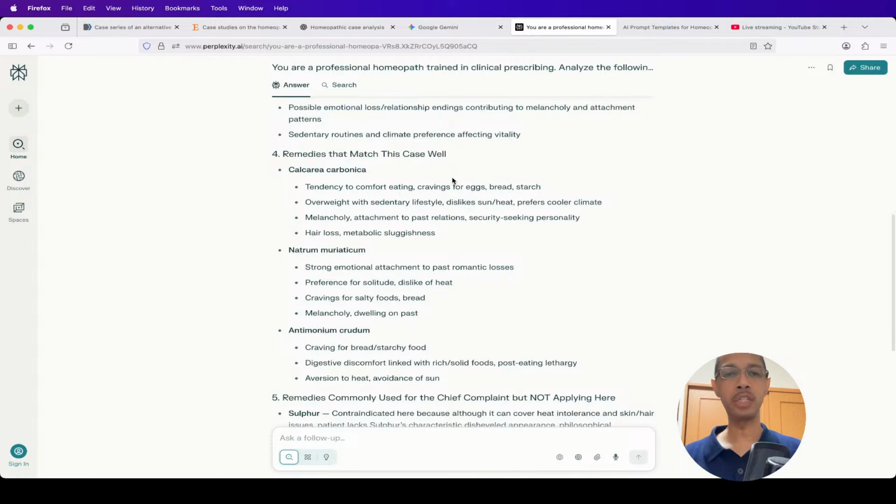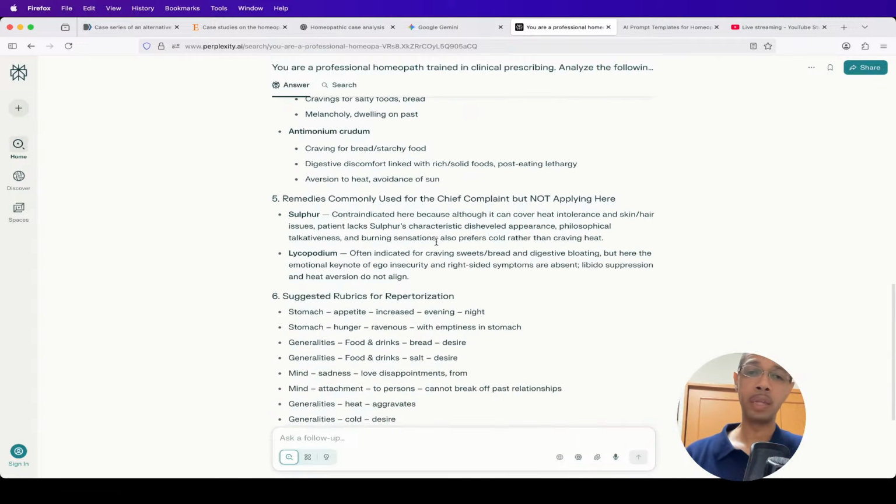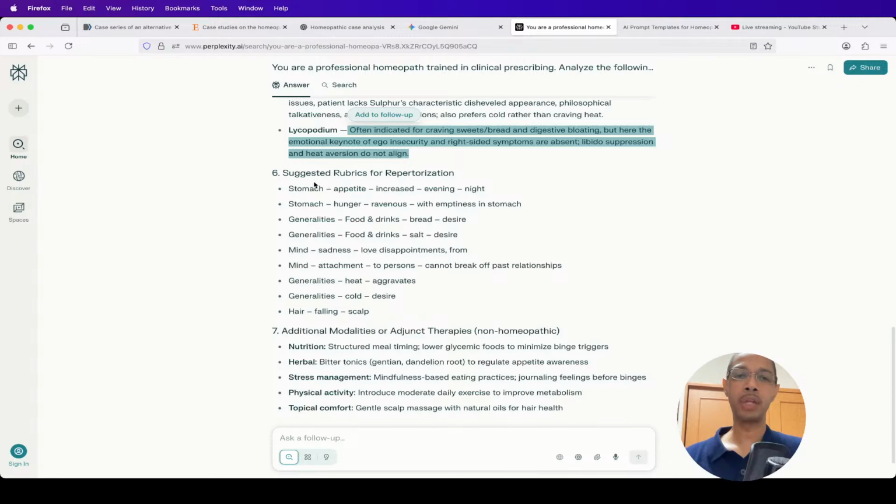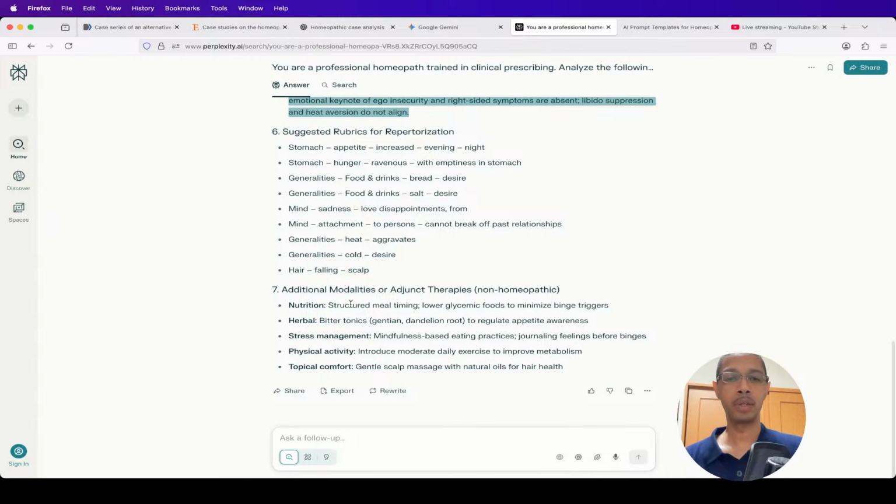Right. So the remedies that it chose that match this are calc carb, nat mur, and antimonium crudum. So it also suggested nat mur as one of the remedies in here. And then contraindicated remedies would be sulfur and lycopodium, and then it gives you the reasons why it thinks it's contraindicated. And then here again, we've got some rubrics: stomach, generalities, mind, hair. Again, use these as keywords just to point you in a direction, and not look for these exact rubrics.